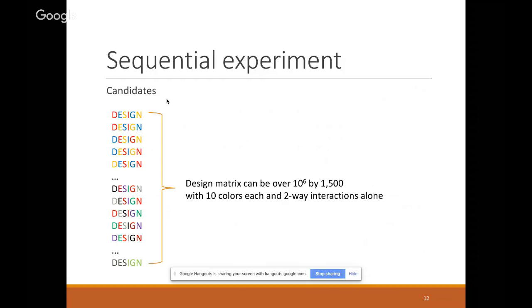Okay, then let me visualize our experiment. Let's say we have a design problem for 6 letters, the simple case, and we assume that we have 10 different colors for each letter. Then the design matrix would show very high dimensionality. The number of candidates, the number of data points, would be 1 million, which is 10 to the 6. And the number of explanatory variables would be 10 multiplied by 6 plus two-way interaction effects. Even when we consider only two-way interaction effects, we already have 1,500 variables for this type of problem. So this is already a very large problem, but the biggest problem is the number of candidates, not the number of explanatory variables.